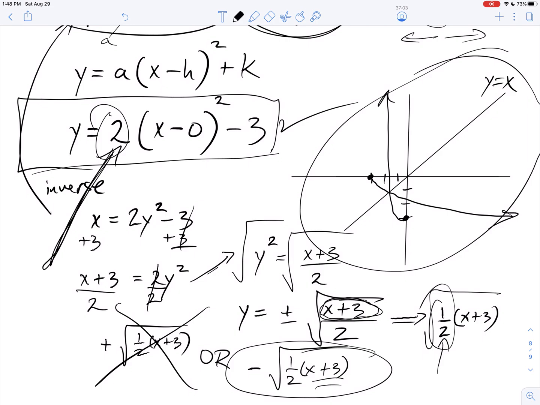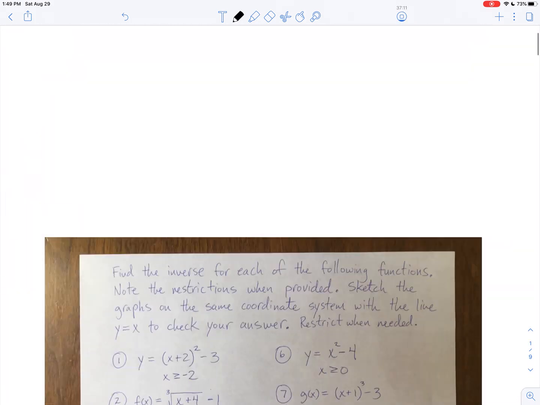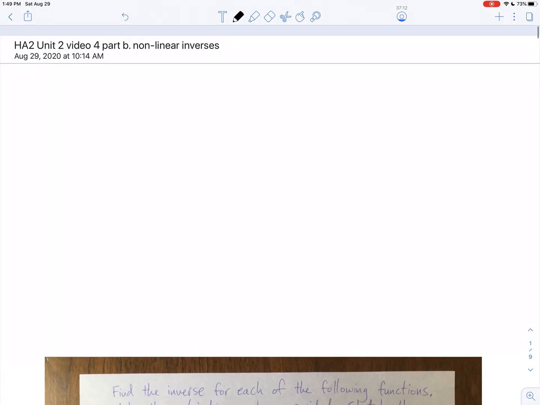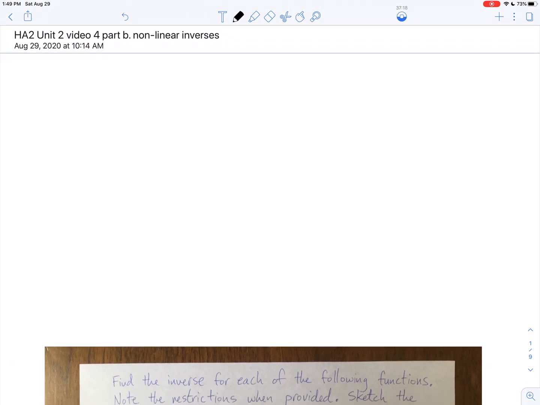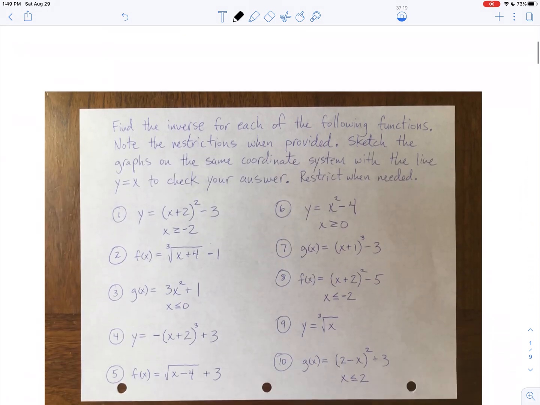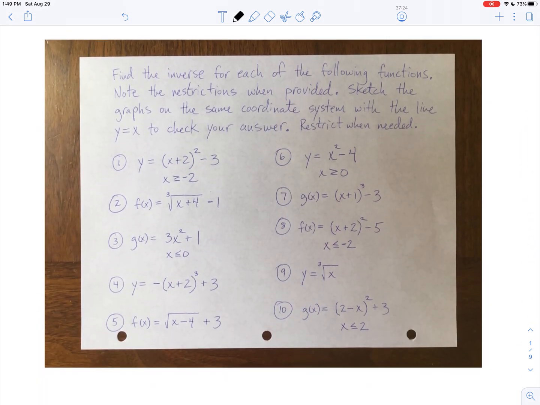So, what do I want you to do? I wanted you to get to the end of this video before I showed you everything. Here it is. This video is called Unit 2, Video 4, Part B, Nonlinear Inverses. Here's the homework. Find the inverse for each of the following functions. Note the restrictions when provided. Like number 1, I gave you a restriction. Number 6 and a couple of others have restrictions too. You have to note those. Sketch the graph on the same coordinate system with the line y equals x to check your answer.